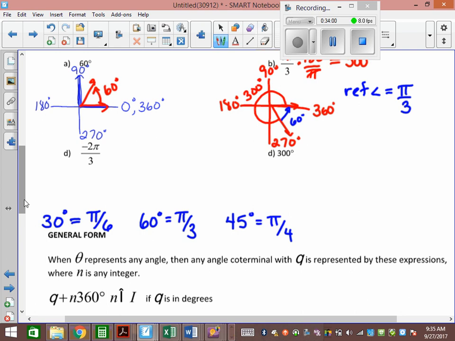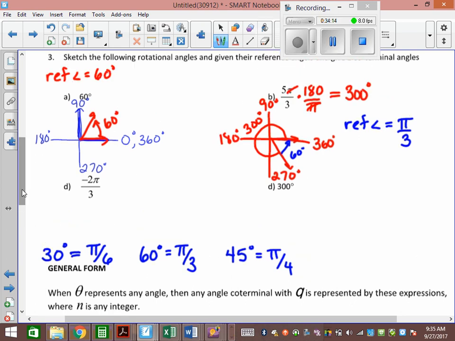Okay? Now we could do coterminal by going 300 plus 360 or minus 360, then convert them to radians at the end. Absolutely can do that. Or we could go 5 pi over 3 plus 2 pi or minus 2 pi. Okay? Which route would you do? Would you do 300 plus 360 minus 360 then convert to radians? Or would you take 5 pi over 3 and add 2 pi?